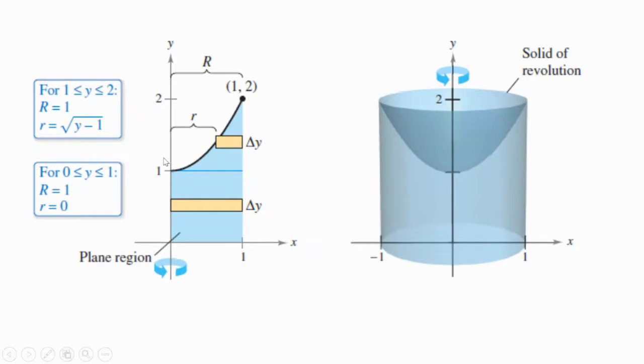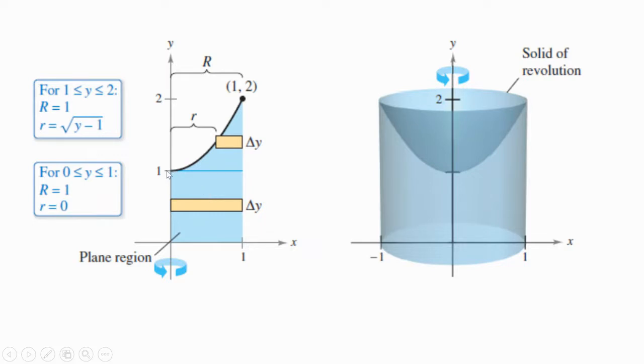Another thing to observe, though, is since I'm integrating dy, when I'm going from 0 to 1, the function on the left side is going to be x equals 0. And the function on the right is going to be x equals 1. Okay, so those are constants. So this really is just a square, and I can compute this using integrals, or I can just use a geometry formula.